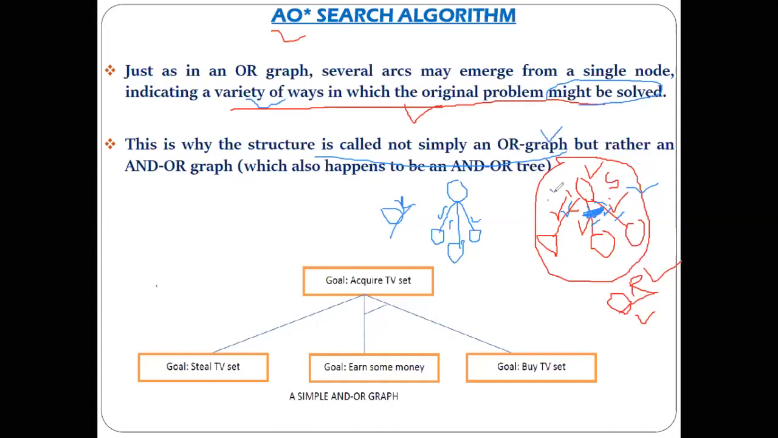Now, how many ways are remaining here to get the solution? Here how many were we having? Three. Here how many? Two. Correct. Because this is the one, and this is the second, combined. Because you have combined these two arcs. Correct or not?